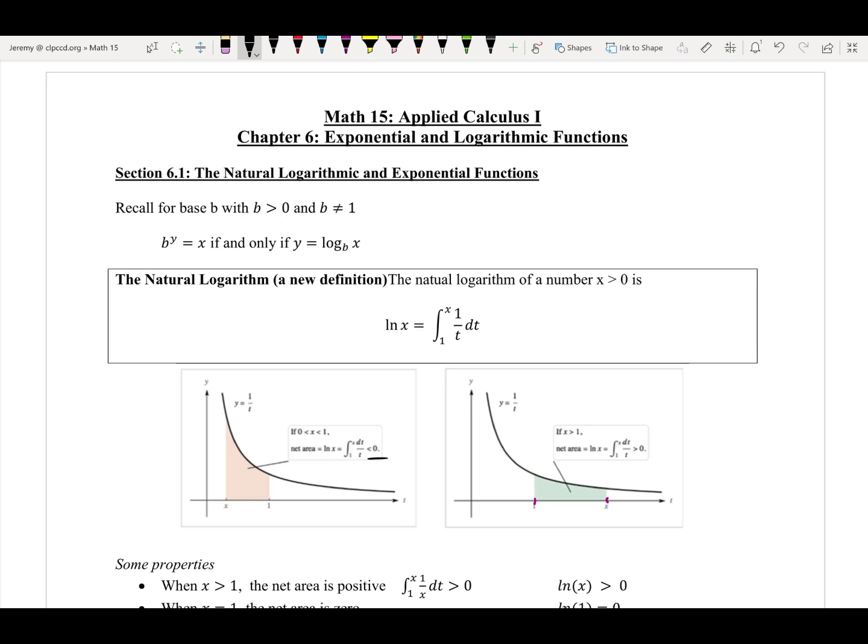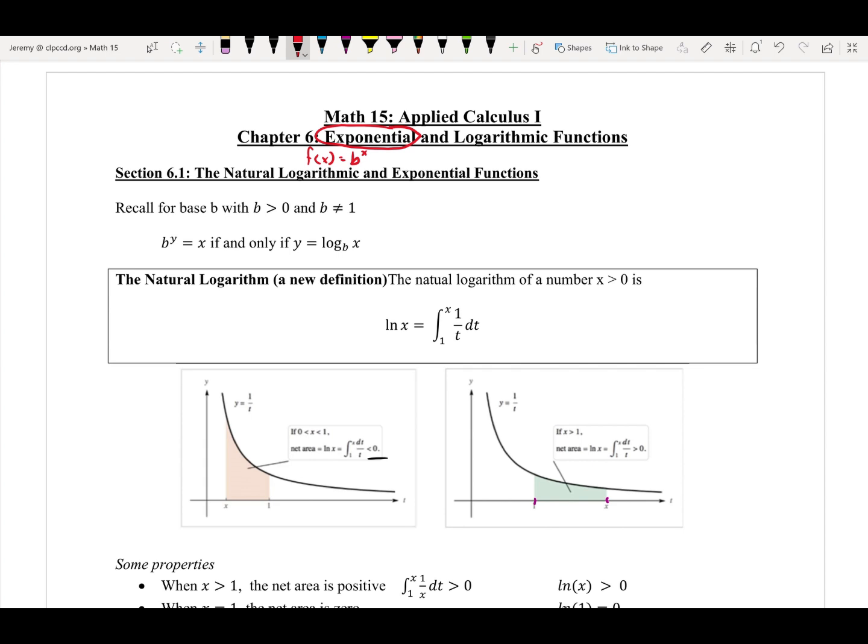Chapter 6, Exponential and Logarithmic Functions. We'll start out with section 6.1 on the natural logarithmic and exponential functions. Now, quick reminder, exponential functions are functions in the form f of x equals b to the x, where b is greater than 0 and not equal to 1.